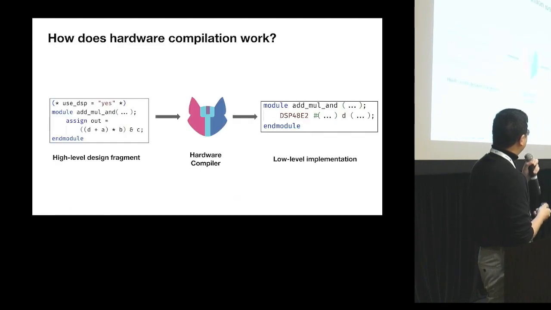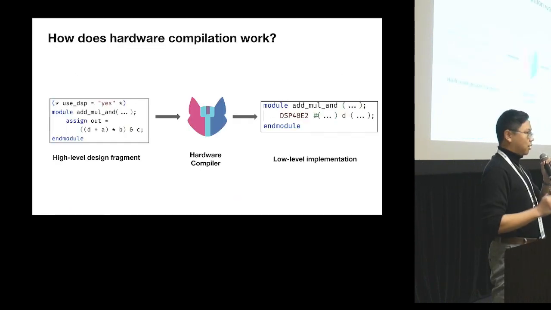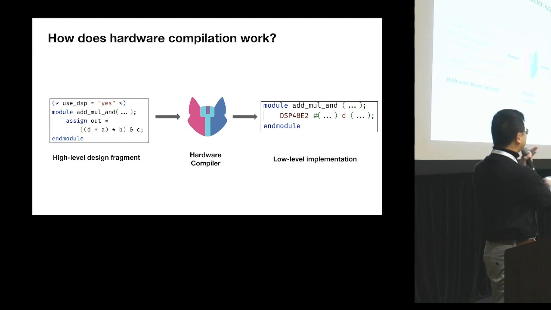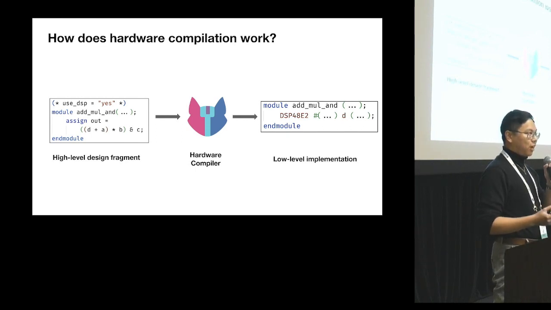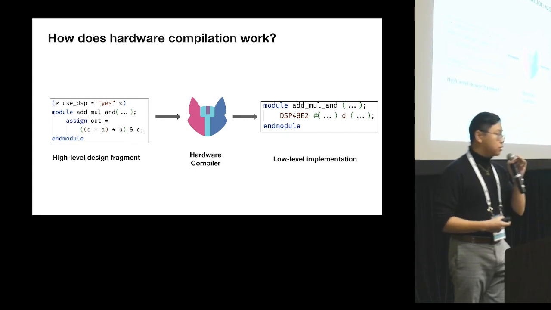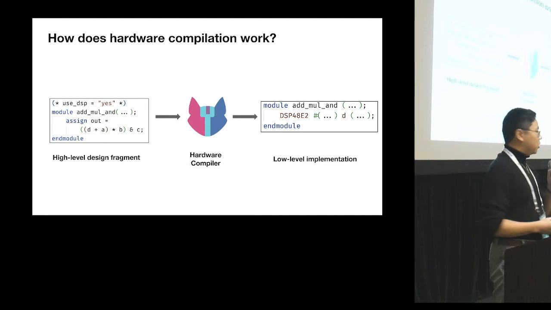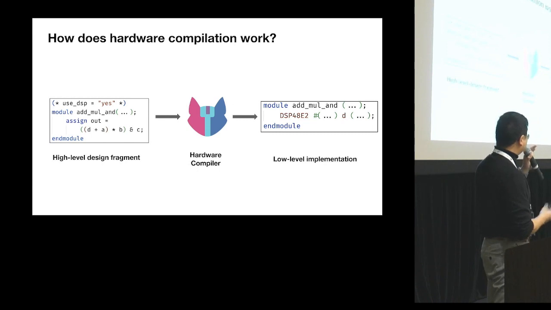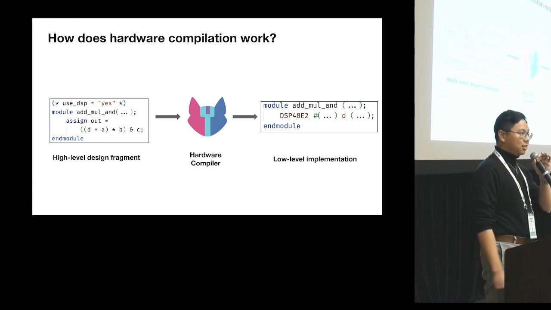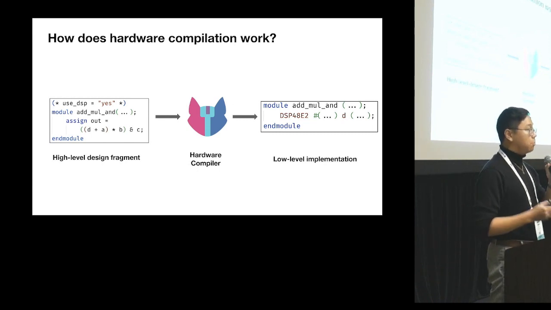So, as a quick refresher, hardware compilation works a lot like software compilation. Essentially, in this diagram here, you have some high-level design fragment that at some higher level of abstraction says what the hardware should do. You feed that into your favorite hardware compiler, which of course is Yosys, and as output, you get some low-level implementation in terms of smaller FPGA primitives.